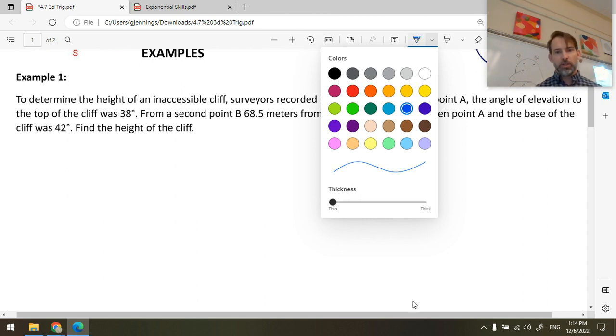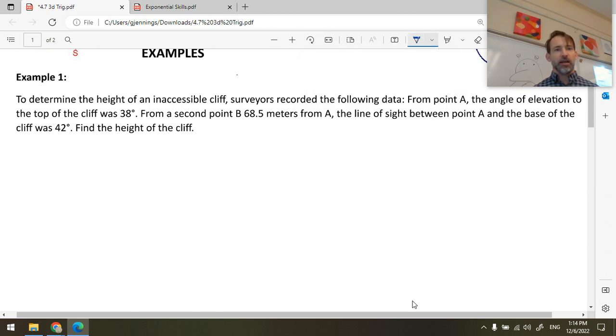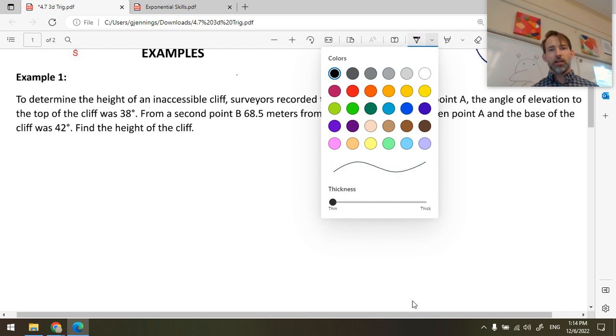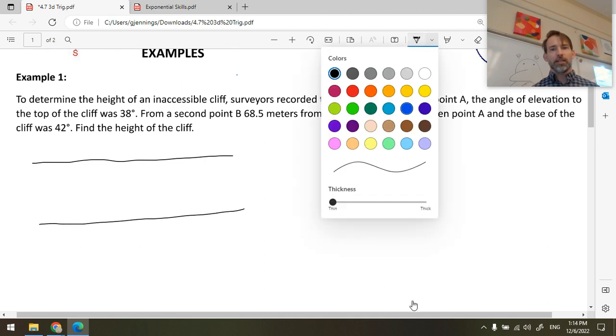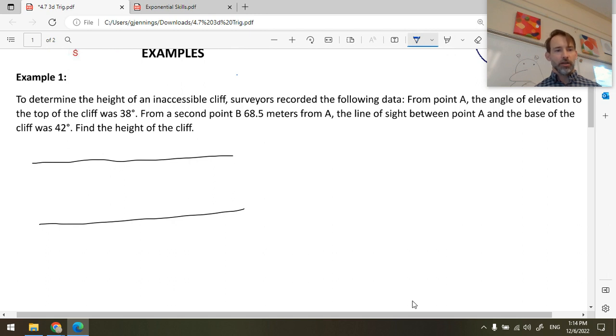So let's go. First thing we're going to do is make a diagram. So we have an inaccessible cliff. Let's draw our cliff in black. Here's the top of it. Here's the bottom of it. Why is it inaccessible? I decided that there's a river going along there. So we have a river along here, represented by that sine wave.